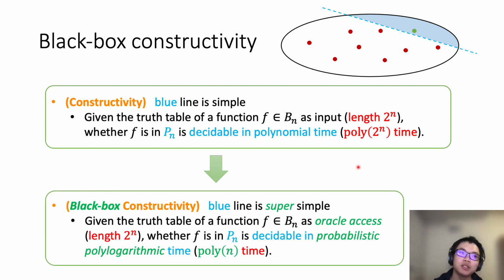Maybe we can be much more ambitious. We can ask whether it is decidable in probabilistic polylogarithmic time, that is, poly(n) time. I say polylogarithmic because this is polylogarithmic in the truth table length. Now, of course, the constructing algorithm cannot take the whole truth table as input, but it can only have oracle access to the function f.